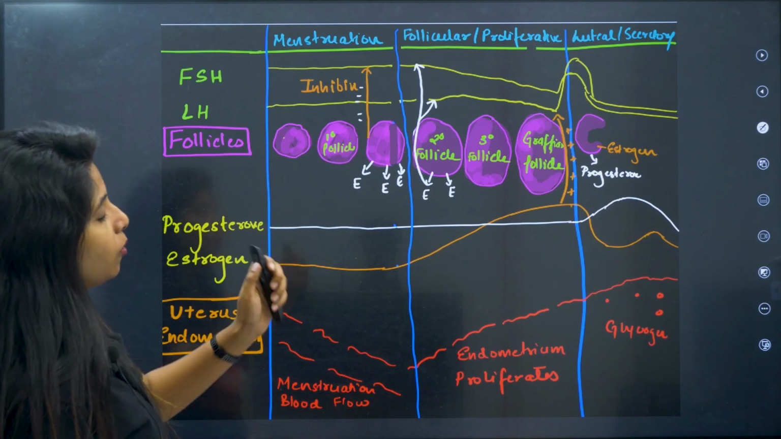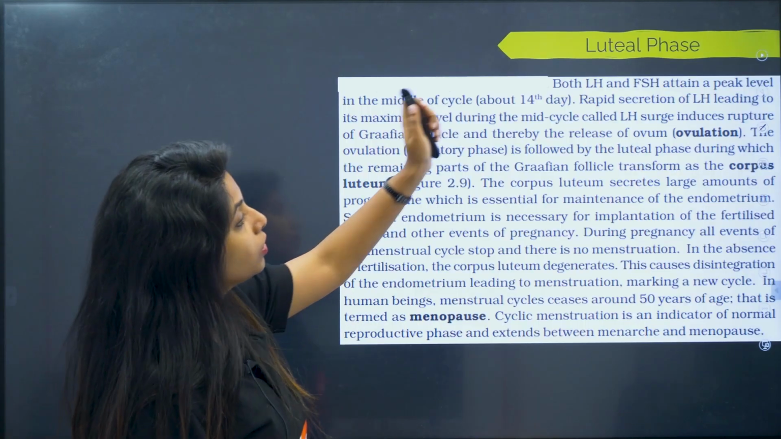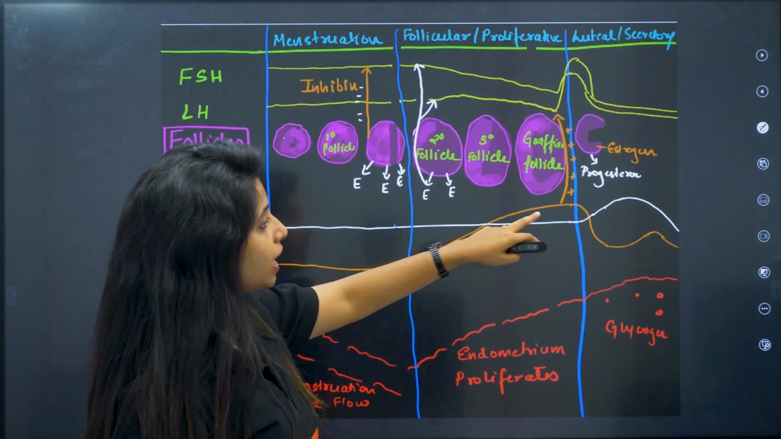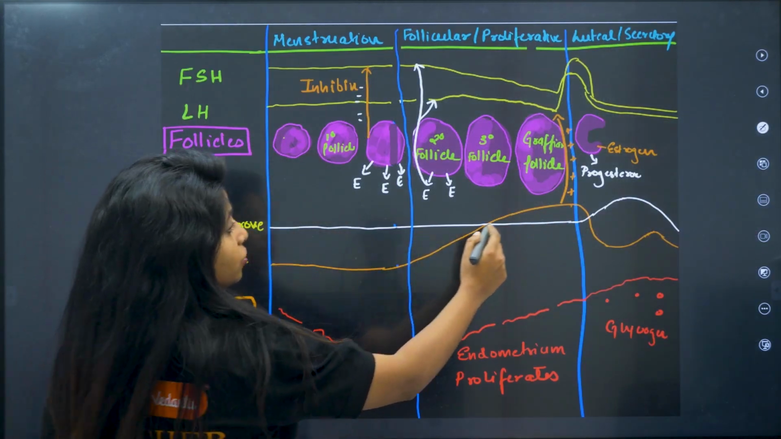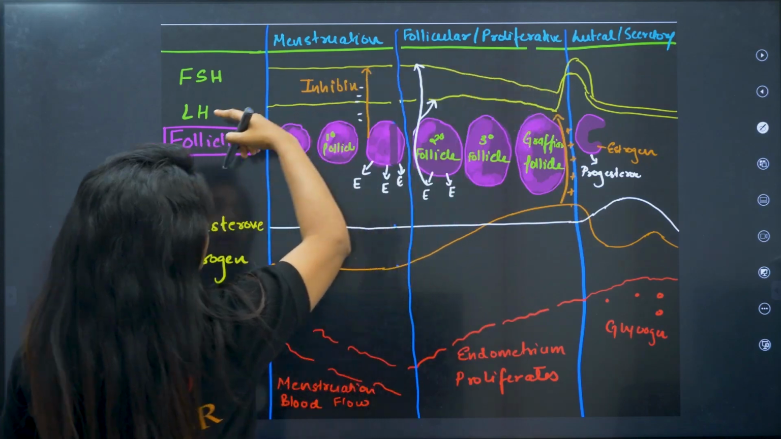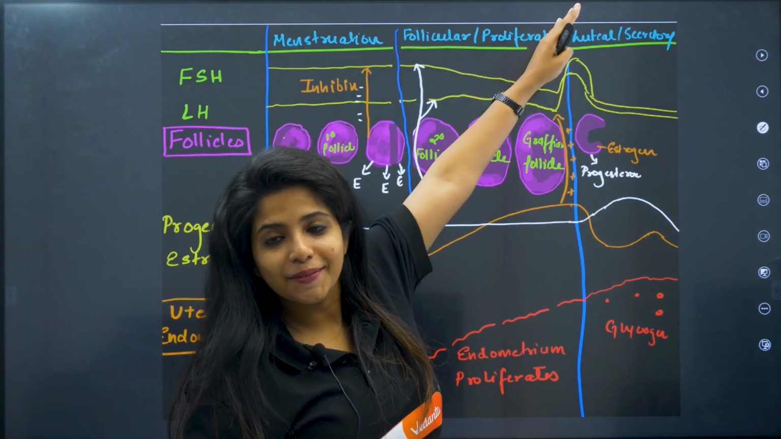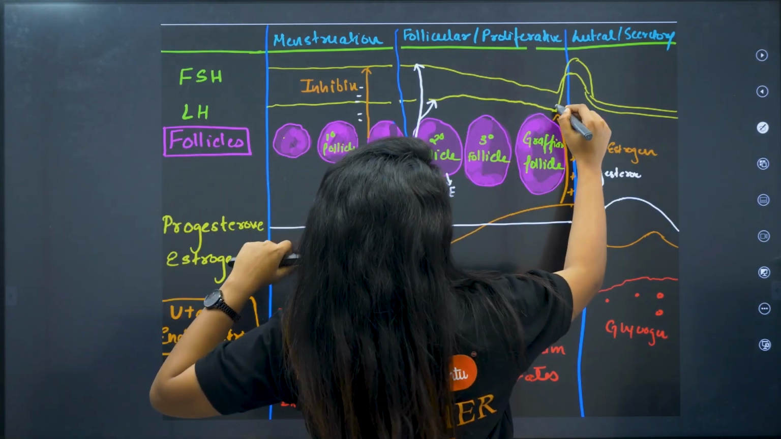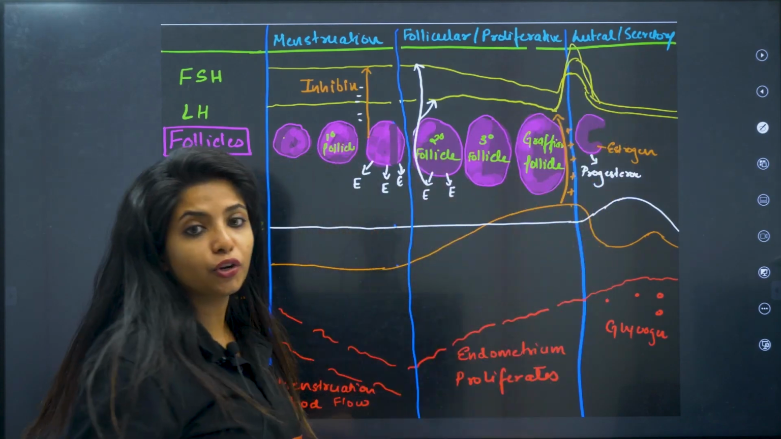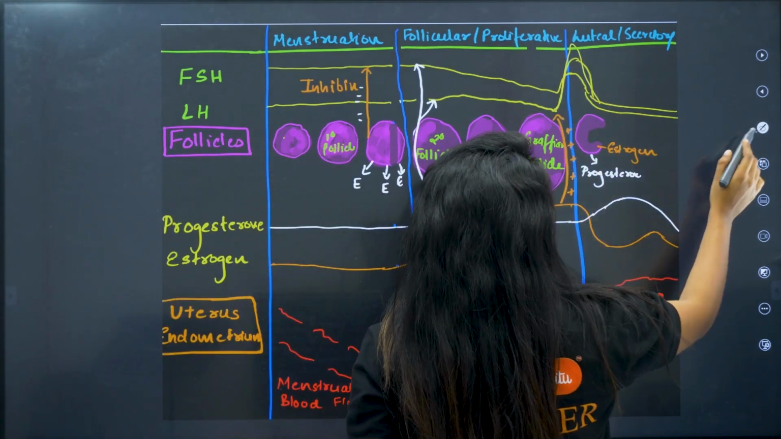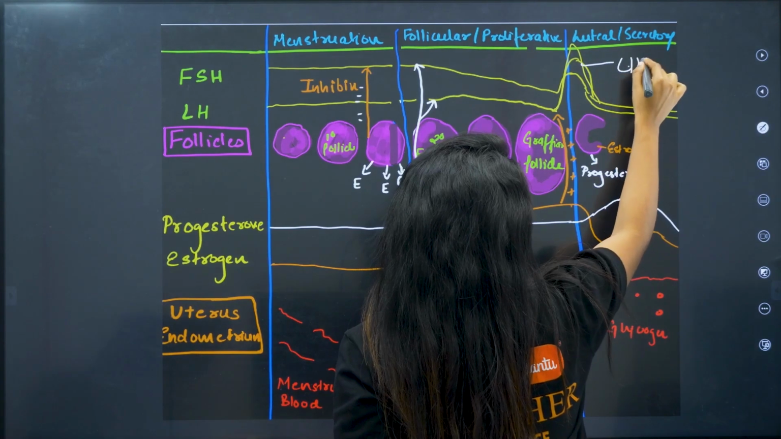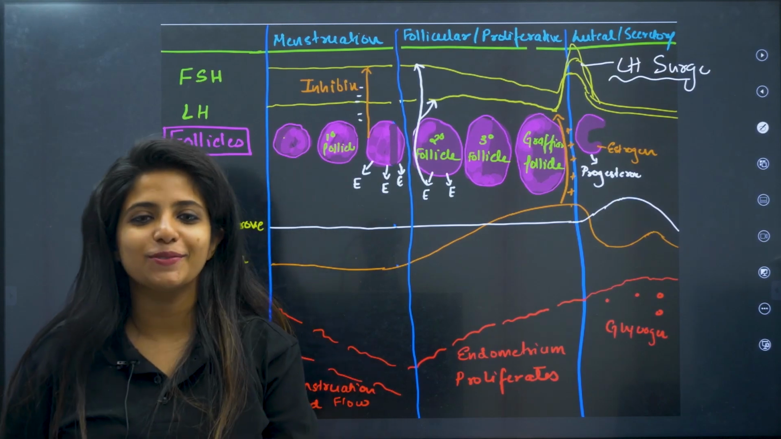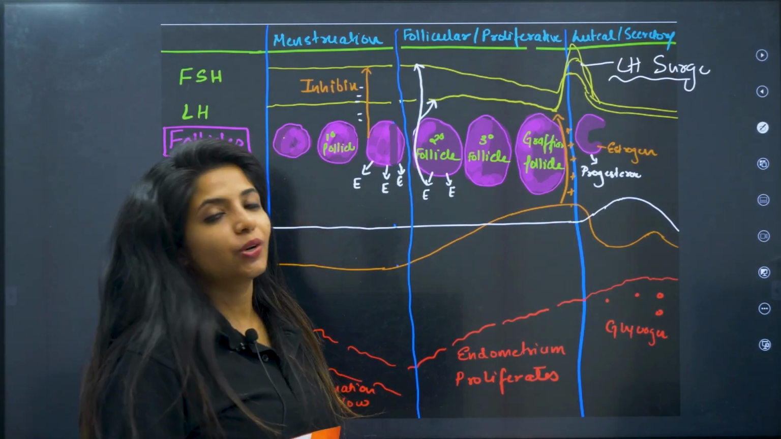So for that, I want you to read this. Both LH and FSH attain a peak level in the middle of the cycle. So at this point of time, when the estrogen, as you can see, is also increasing in amount, it gives a positive feedback to FSH and LH, and now there is a peak. Now there is a huge peak. Over here you can see that the LH is very high. And what do you call this? You call this LH surge, as in it has increased in great amounts. Now what happens during LH surge?